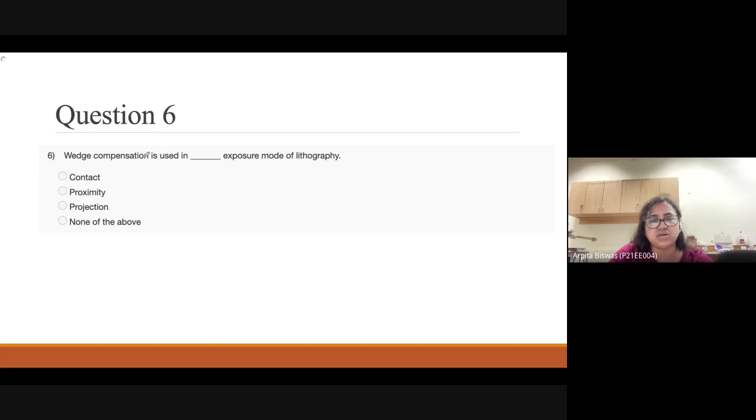Okay. From the next class, I will put a figure also, so you will get a better idea about wedge compensation and all of these three lithography processes. Okay. So the right option is contact lithography.